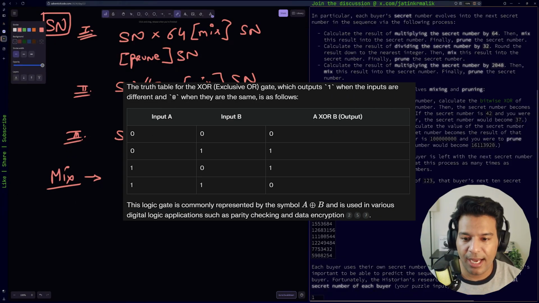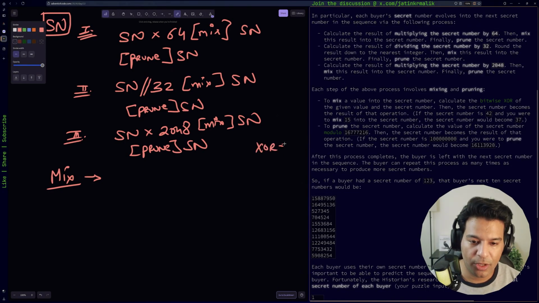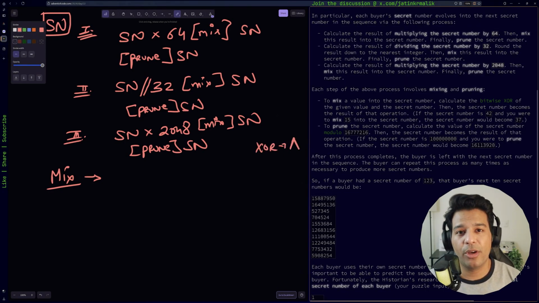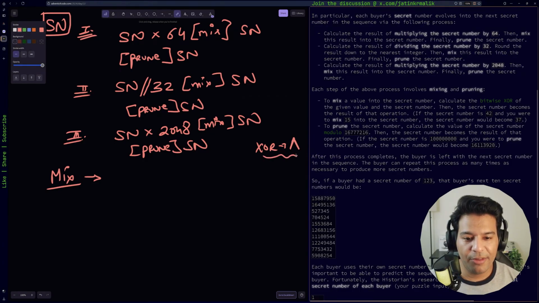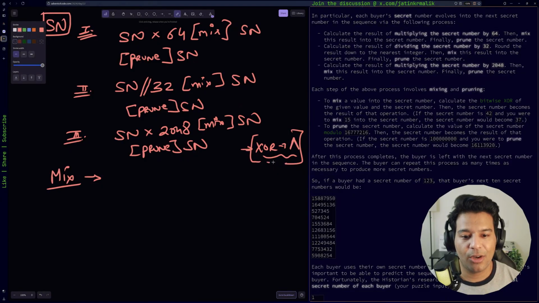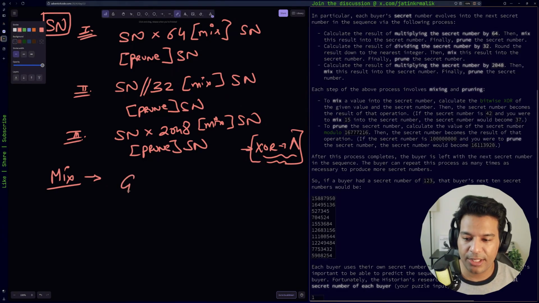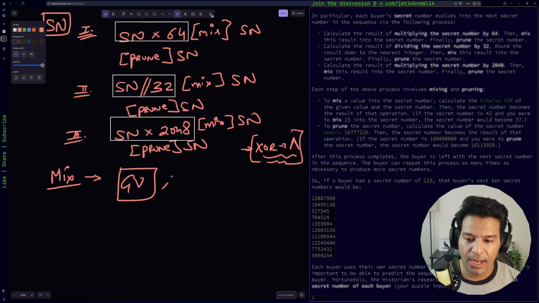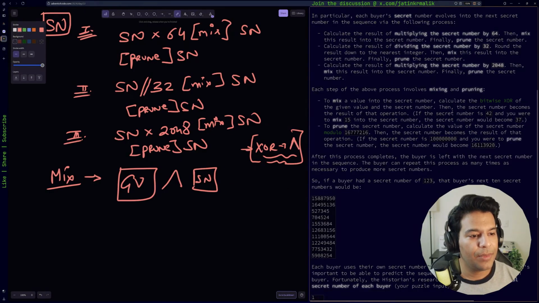But let's read further. XOR is denoted in programming by the caret sign. If you open your Python terminal, you can directly type two numbers and do an XOR. Even if you type decimal numbers, it first converts them into binary and then does the XOR operation. This is also often used in cryptography and encryption operations. It says to calculate the bitwise XOR of the given value and the secret number. So we have GV, which is the given value, and we have to do a bitwise XOR with our SN, the secret number. And then the secret number becomes the result of that operation.